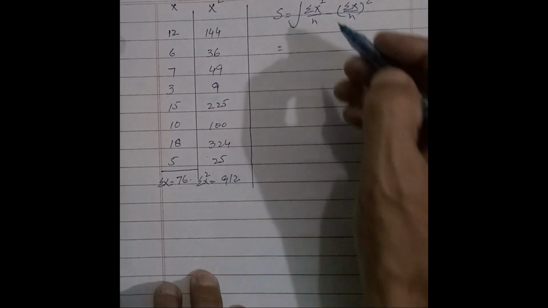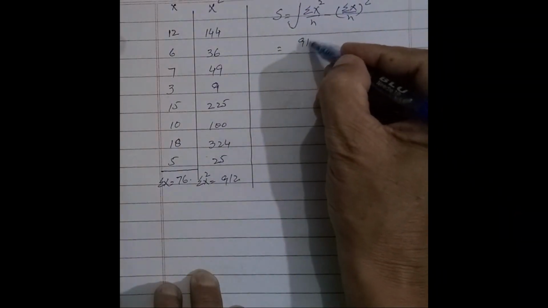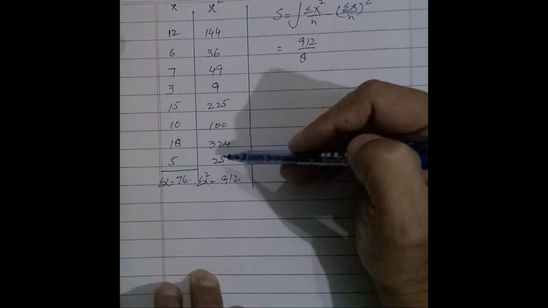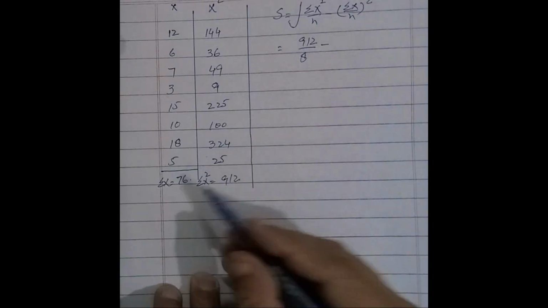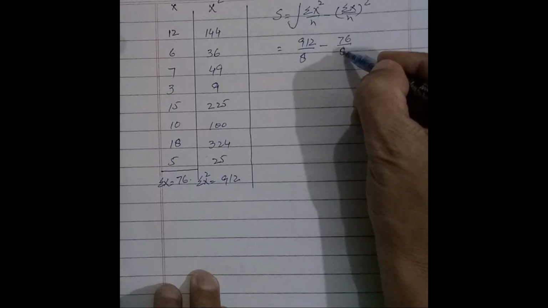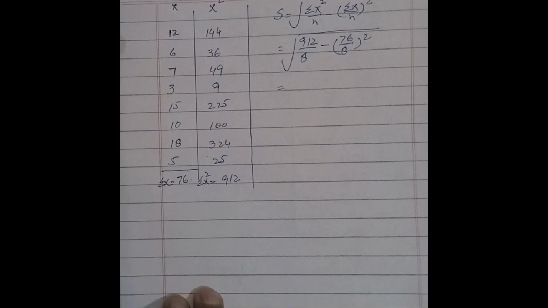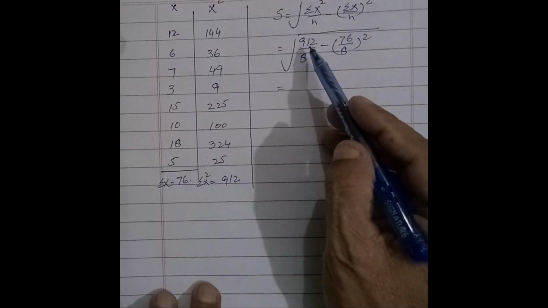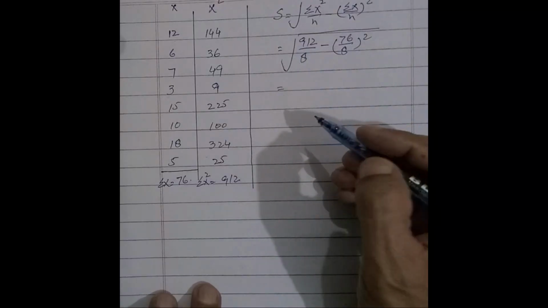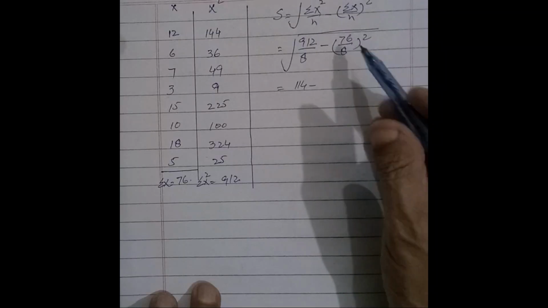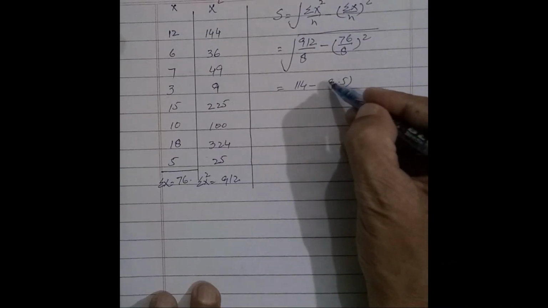In the formula, we get summation x square, which is 912, over the number of values, 8: 1, 2, 3, 4, 5, 6, 7, 8. Minus summation x, which is 76, over 8 whole square, and take the square root. Now simplify these values. We get 912 divided by 8, which is 114, minus 76 divided by 8, which is 9.5, whole square.